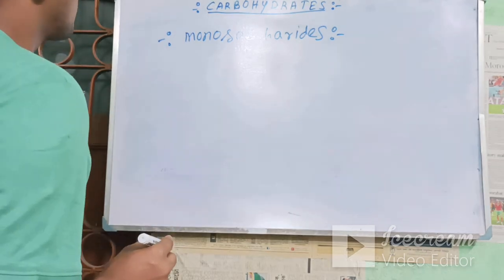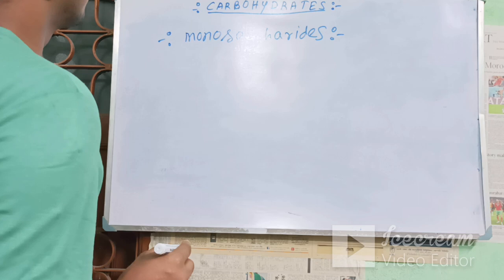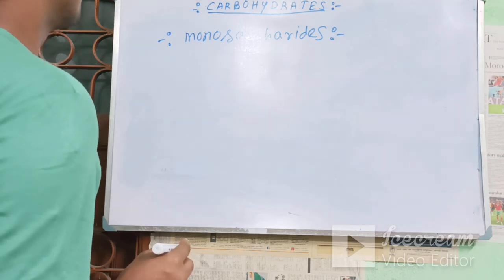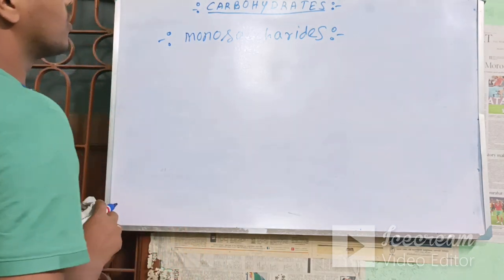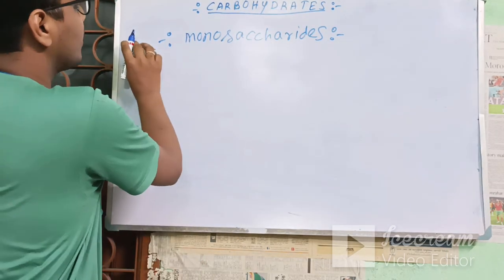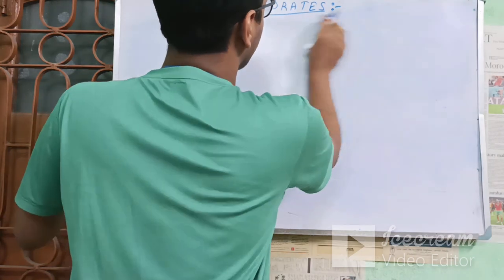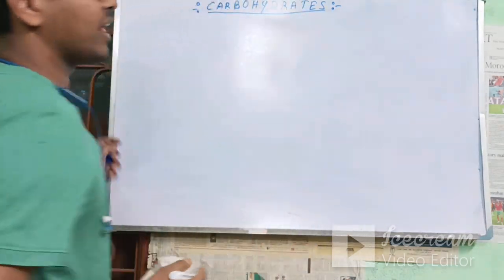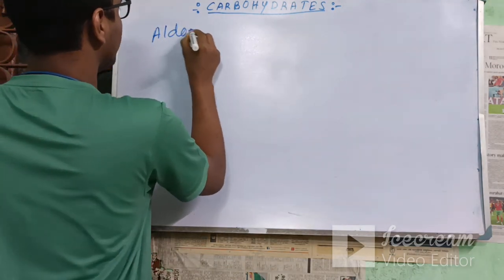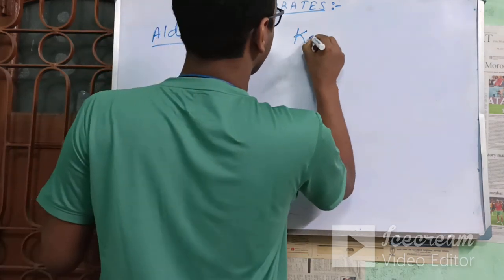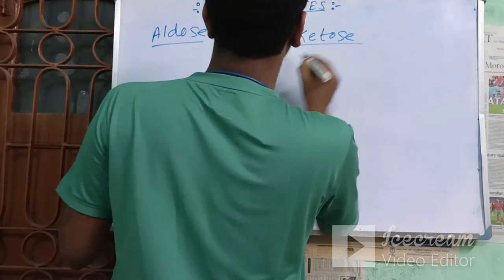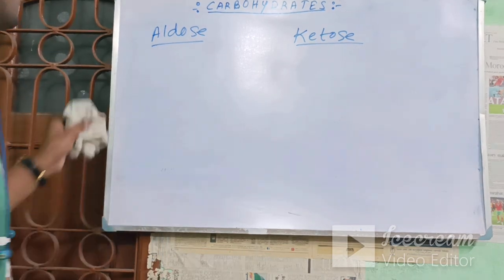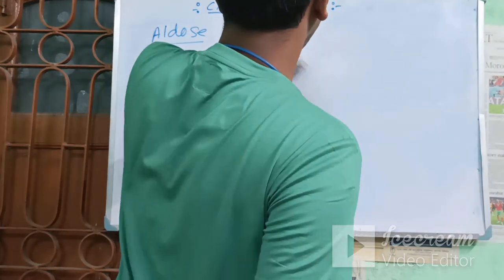Before that, we have to classify the aldoses. We classify the carbohydrate compounds as one is aldoses and another is ketoses. Today we will classify the aldoses. How many aldoses are there?